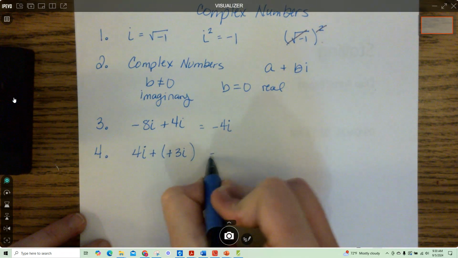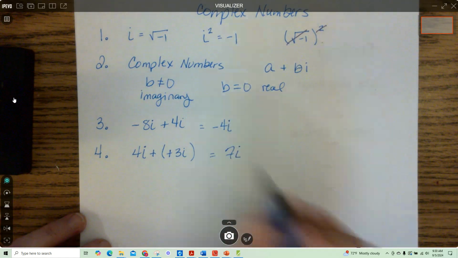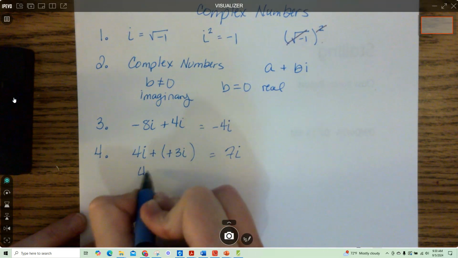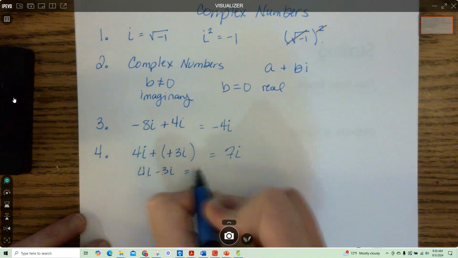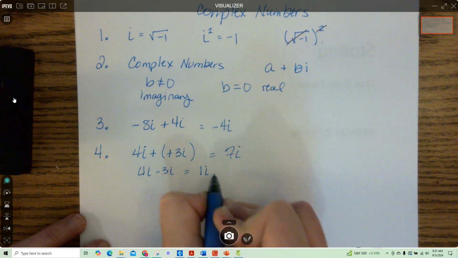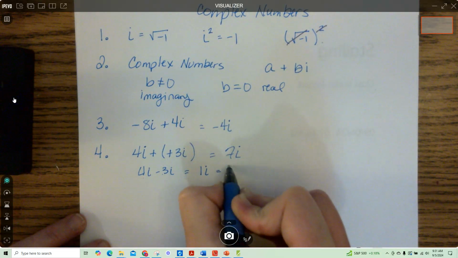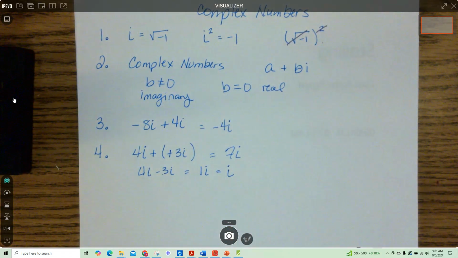So 4 plus 3 is 7. But it would be the same thing if you had 4i minus 3i: 4 minus 3 is 1, but we make that 1 invisible. It would just be i. So you're just taking the coefficients and adding and subtracting them.